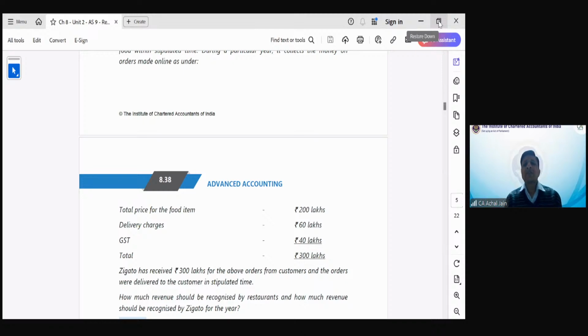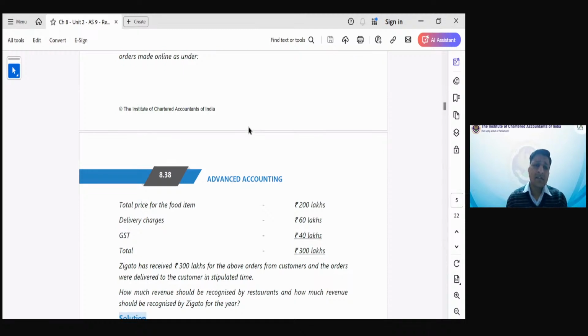Nitin is saying restaurant is not responsible for the delivery. All right. Pranav says restaurant 200, Zigato 60. Dilip, I think, is talking about Zigato. So Dilip says Zigato is purchasing 200. No, but I'm asking you about the revenue for both the parties. Purchase is not required. Malu says Zigato 60, Restro 200. All right. Now let's look at the solution.